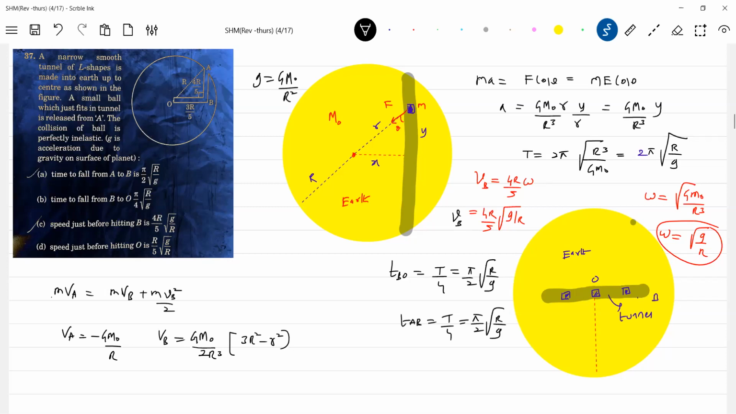If you put small x as 0, it is at the center, no? 1.5, I think, R square minus 3R square. Minus will come out, minus will be outside. So these are the potentials. Substitute this. So what is small x? Small x should be 3R by 5. And then you'll get the potential.